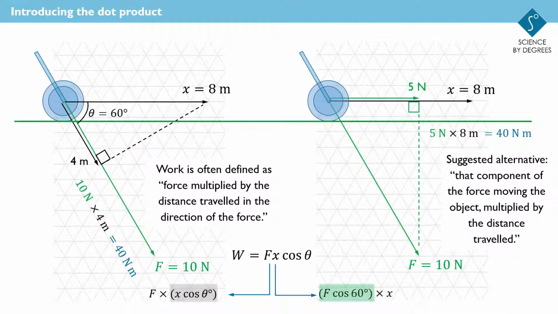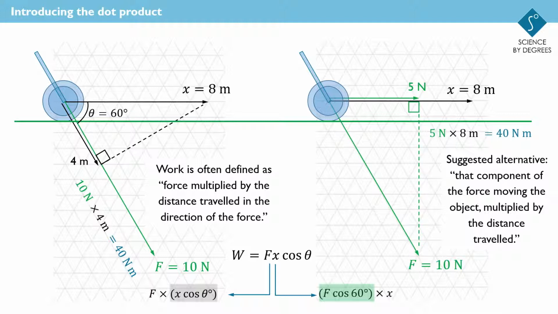Take one vector, find its projection on the other, that means how much of it is acting in the direction of the other, and multiply by the magnitude of the other vector. That recipe describes a form of multiplying two vectors. It's called the dot product.